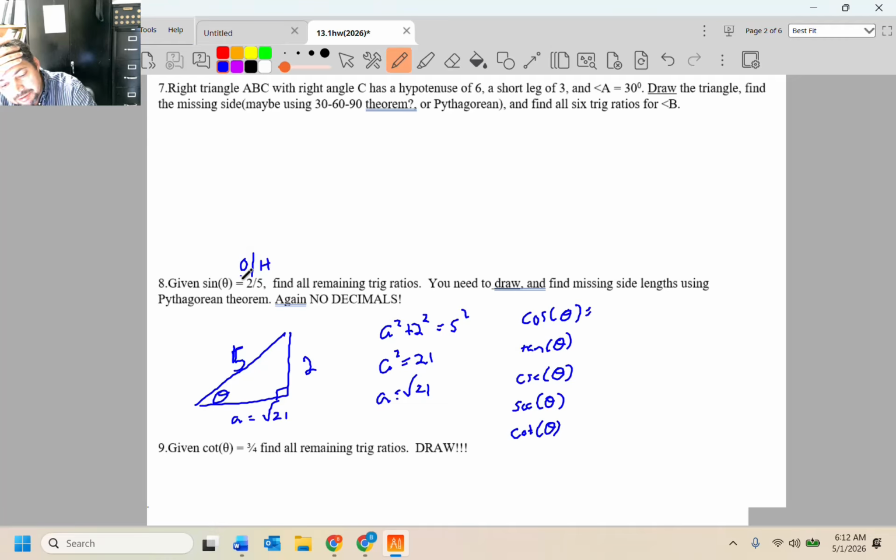Now the cosecant would be the reciprocal of this guy. Or you can just do cosecant, being Sandler's favorite ratio. Oh, hypotenuse over opposite, 5/2.